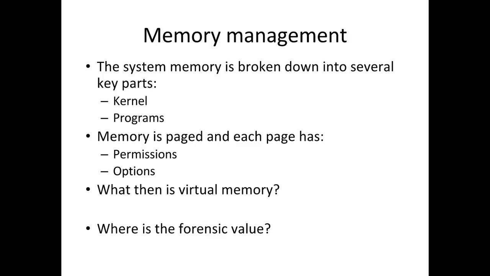Now, I'll just finish off here because we'll be doing a little bit about live forensics, volatile forensics now. Windows, in a very similar way to Linux, breaks memory down into an area of memory that is being used by the kernel, an area of memory that is being used by programs, and exactly the same way memory is paged. Each page of memory that is set by the operating system has particular permissions and particular options. And there's two questions here, saying what then is virtual memory and where is the forensic value?